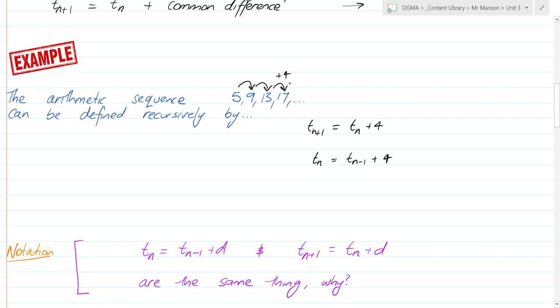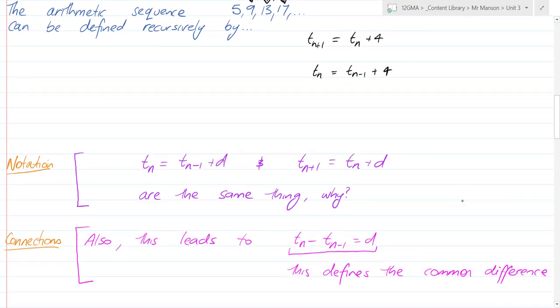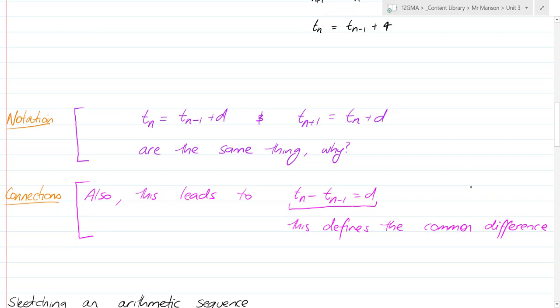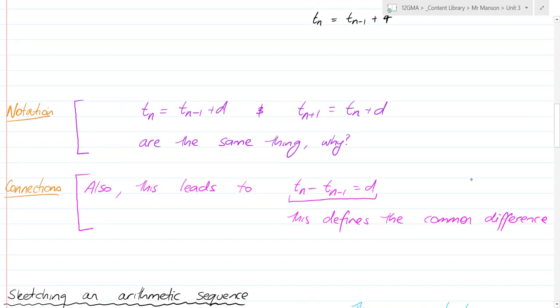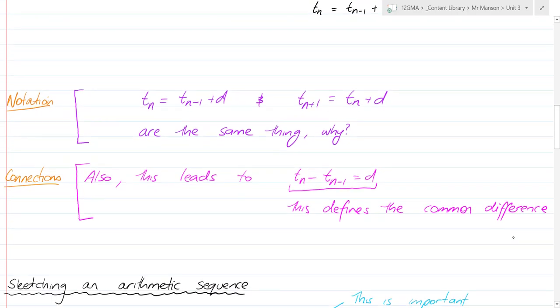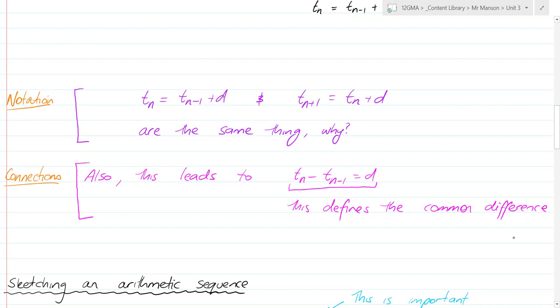Any questions on it? Pretty simple, I think. So there's our notation. Just don't forget that notation there. They're the same thing. I actually consider y, but hopefully that's been covered. It also leads to this formula here, Tn minus 1 equals d, which you also already know to be true.